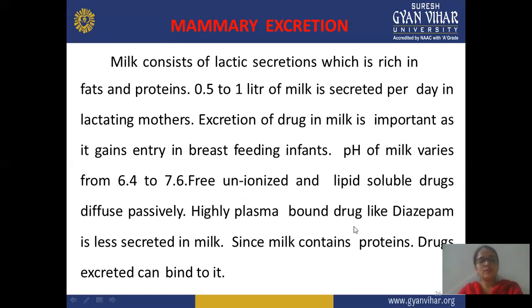Next is highly plasma-bound drugs, like diazepam. Those drugs that bind easily to plasma or have a high binding capacity with plasma are less excreted by this route. An example of a highly plasma-bound drug is diazepam. It's less secreted in milk. And milk contains protein, so the drug excreted can bind to it. Due to the secretion of protein or other vitamins, the drug is excreted out with this milk.